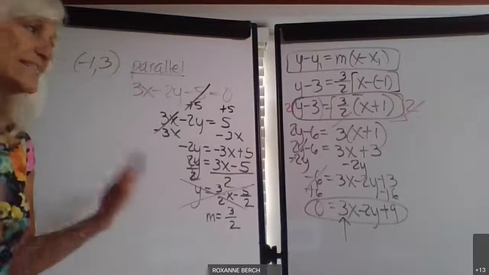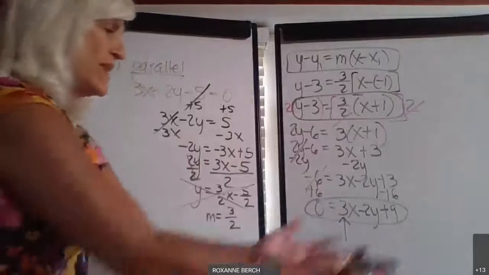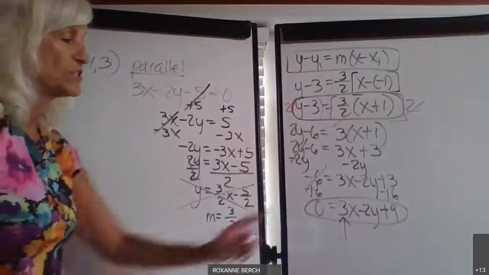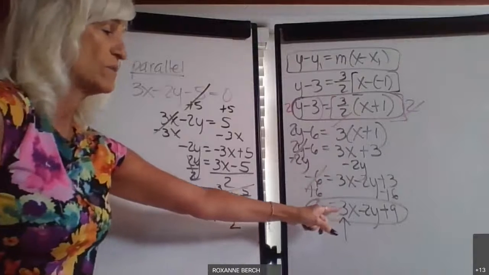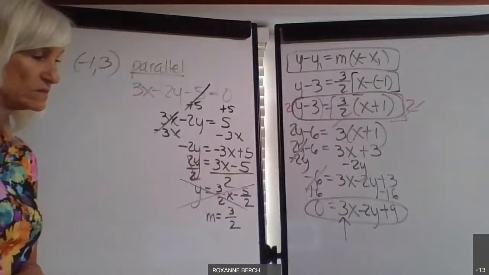So general form's easy. You just have to put all the variables and the numbers on the left side or the right side, set it equal to 0, and then just make sure that your x is positive. If it was negative, multiply both sides by a negative 1.